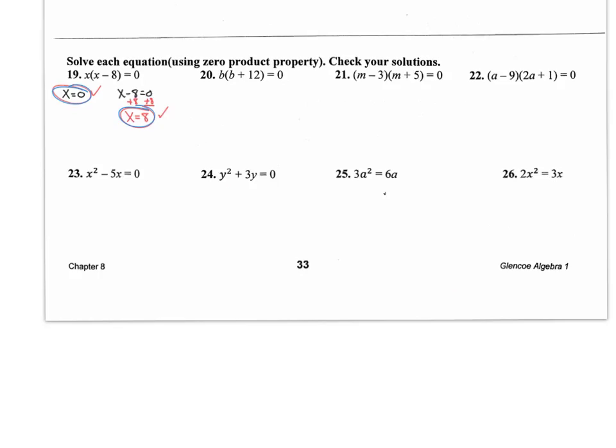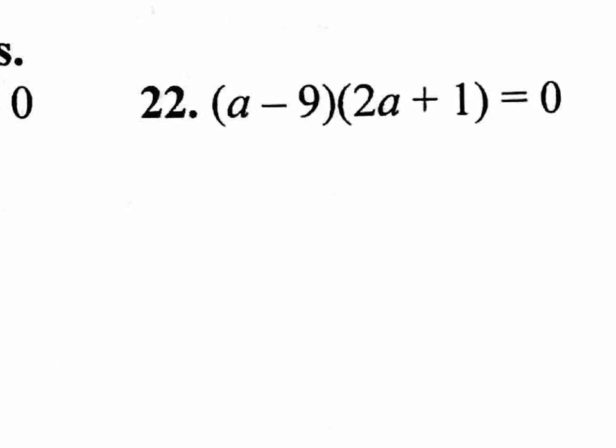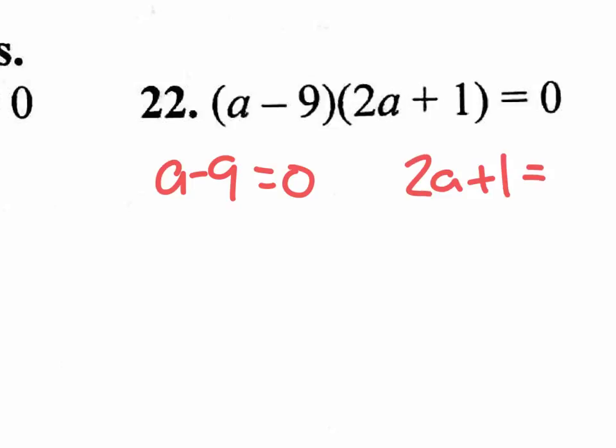What do you guys like to do? Honestly, number 20 is easy, 21 is easy, 22 is easy. You know why? Because those are all factored for you. They're all factored for you. Even 22, this one's so easy because you're going to set this. This one already has this binomial times this binomial equals 0. I know that we're used to distributing, but let's not distribute. Because you have this times this equal to 0, you simply split it. a minus 9 equals 0. 2a plus 1 equals 0.